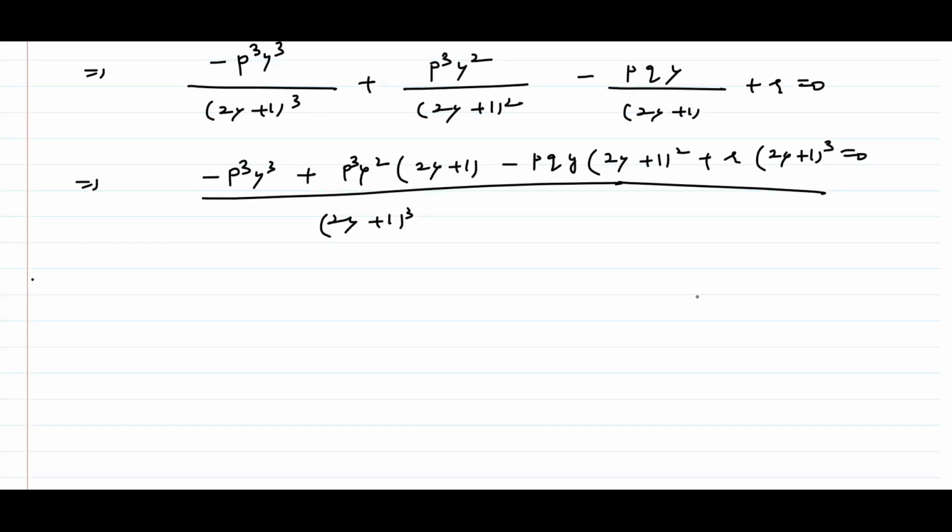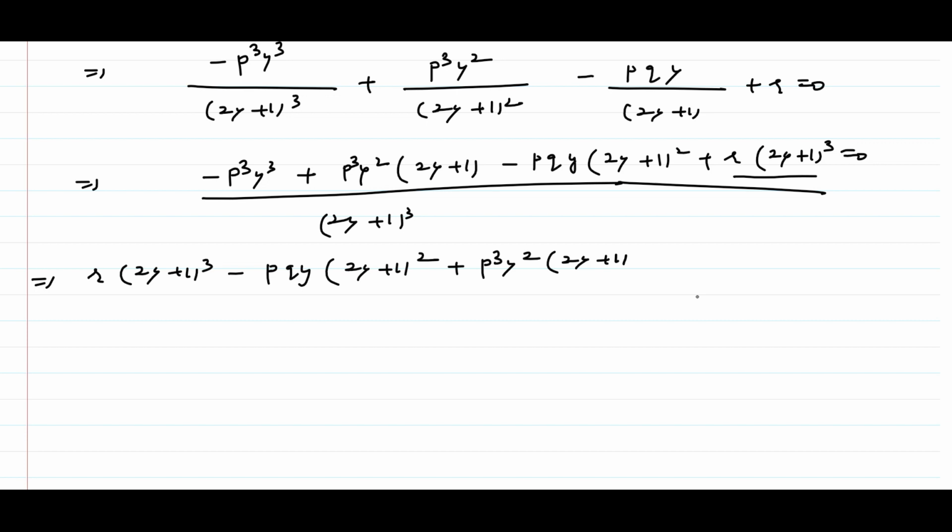So now after the cross multiplication, we can write this term as, first, r times of 2y plus 1 to the whole power 3 negative pqy 2y plus 1 whole square plus p to the power 3 y square 2y plus 1 negative p to the power of 3 y cube is equal to 0.